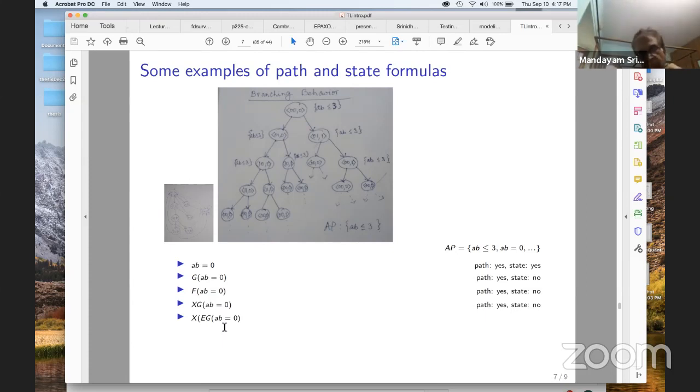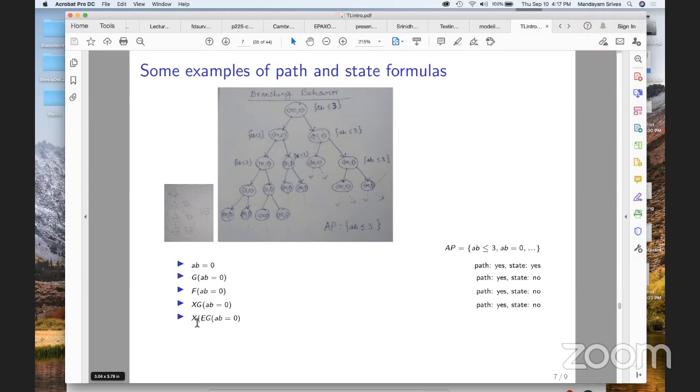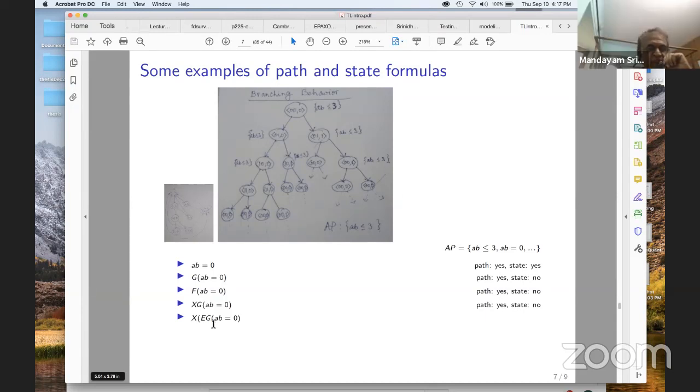So here is a case where the sub formula starting from EG, oh, there is a parenthesis missing, sorry. So that is a state formula that is used as an argument to a path operator. So it's not a well-formed formula. Why do you say that? Because a state formula can always be interpreted as a path formula. Therefore, it is indeed well formed. It has a dual interpretation.